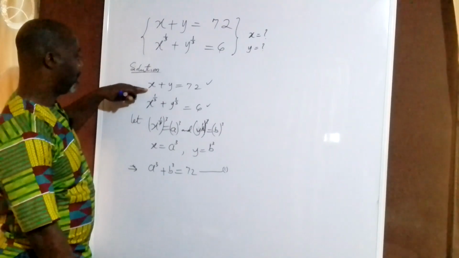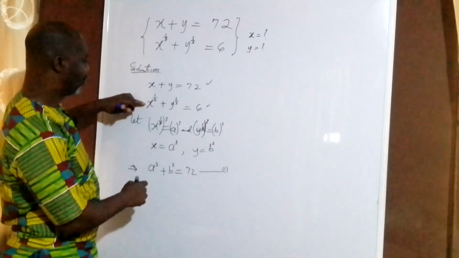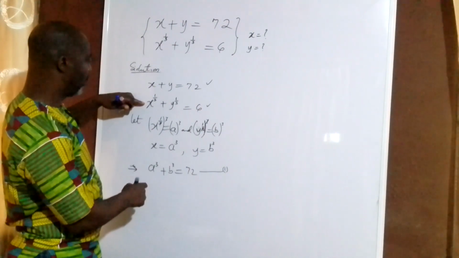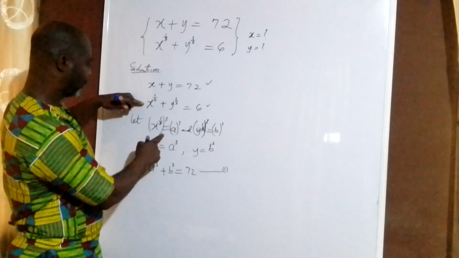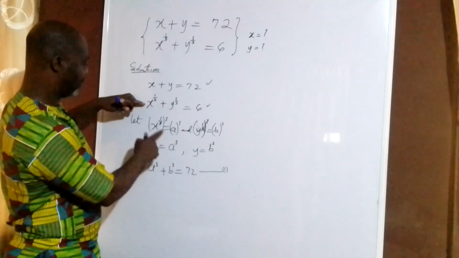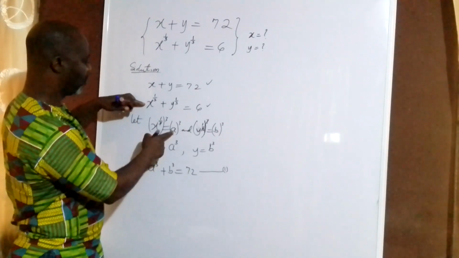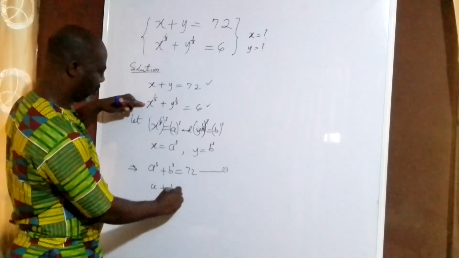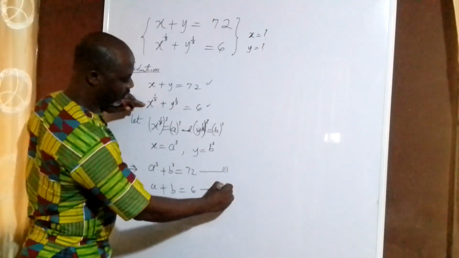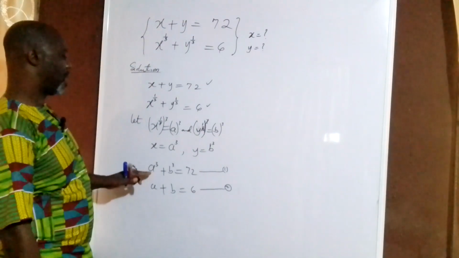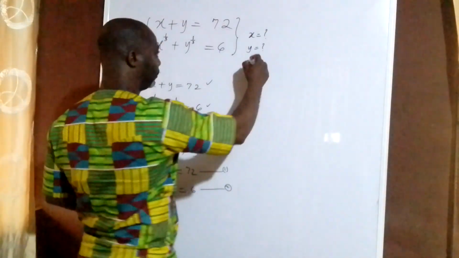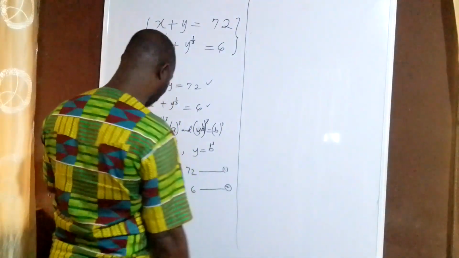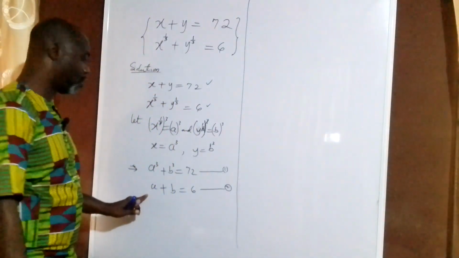And then the second equation will become, because we said that x to the power of 1/3 will be equal to a, a plus b equal to 6. Let's call this equation 2. Now we start from equation 1.